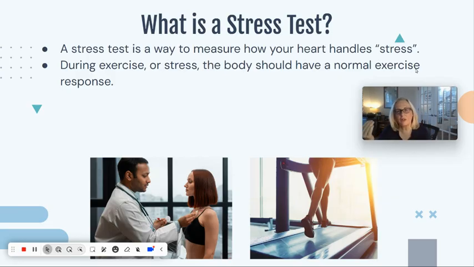It's different as we age, obviously; that changes slightly. But for our normal, everyday, average person, it might be a little bit different than what our athletes can do. So we have some charts. I'll show you those later, but we're looking at how the body should act normally during exercise.